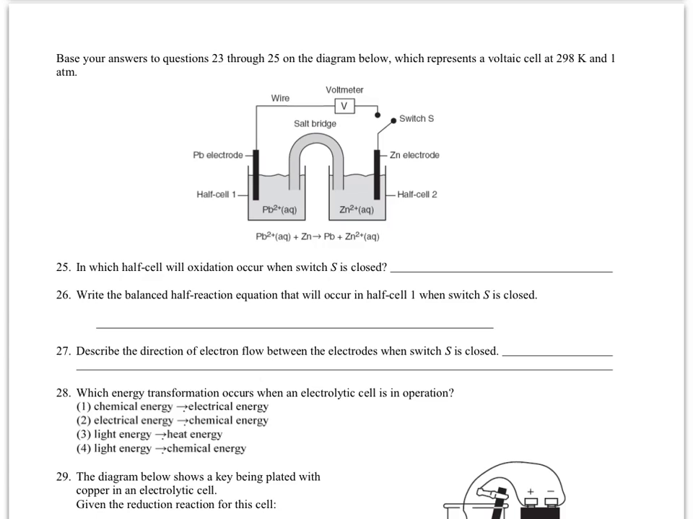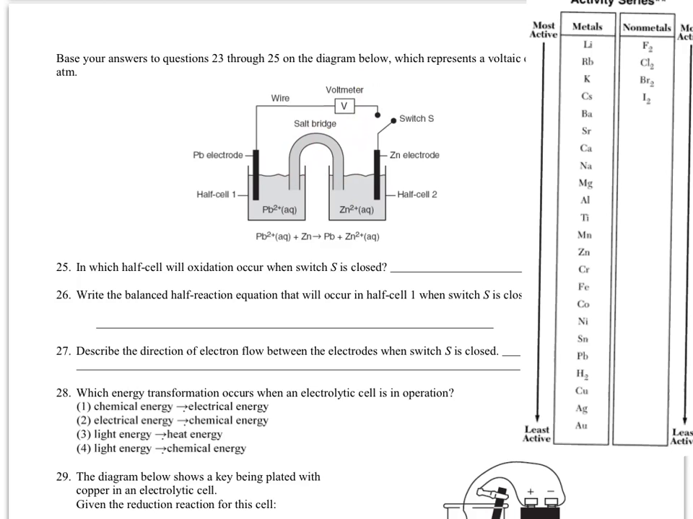Welcome to page 5. Here we're going to start with a voltaic cell. We know it's a voltaic cell because we have the voltmeter and the salt bridge. Now, the first question asks, in which half cell will oxidation occur? In order to figure out that, we need our reference table. Let's pull up reference table J.